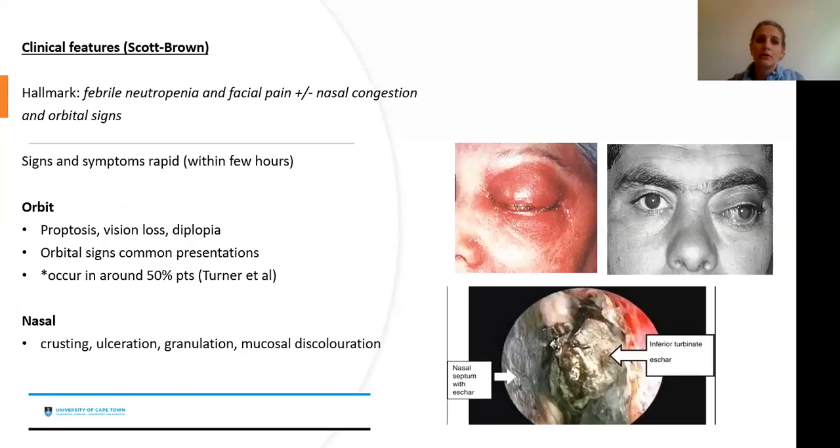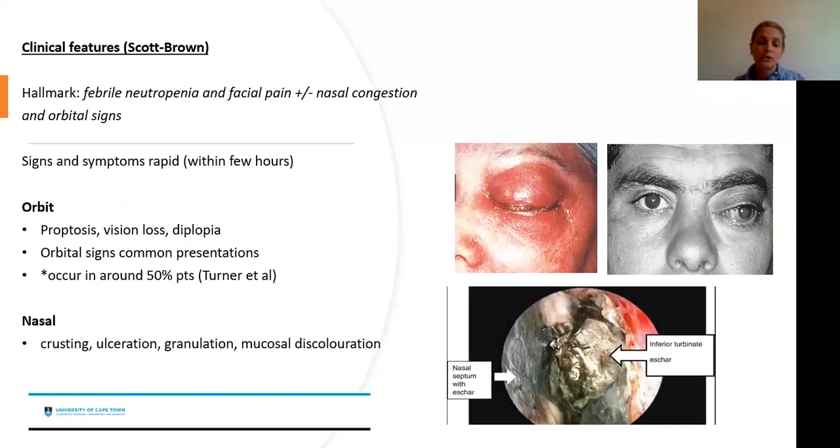So if we look at the clinical features from Scott-Brown, it says that the hallmark is really febrile neutropenia and facial pain with or without nasal congestion and orbital signs. These signs and symptoms develop very rapidly, within a couple of hours. And if we look at the orbit, you can have proptosis, loss of vision, as in our patient, with diplopia. Orbital signs are quite common presentations of mucormycosis. They can occur in around 50% of patients according to Turner et al.